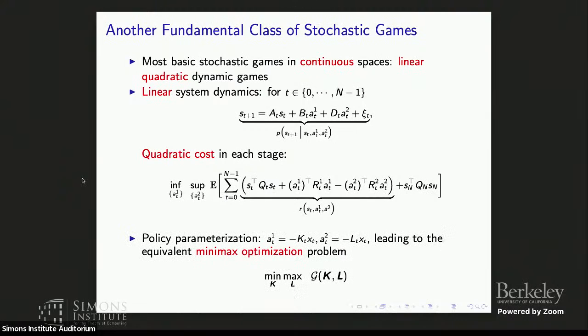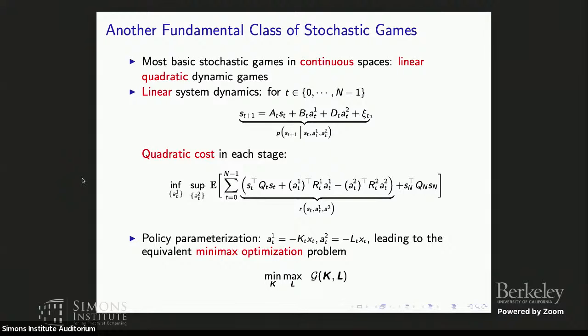And then, as practical people do, you can parameterize your policy in a certain way. In this very standard and classical setting, we know that you can parameterize your policy in this linear form without losing optimality. And this actually gives you a minimax optimization problem in terms of the policy parameters K and L.